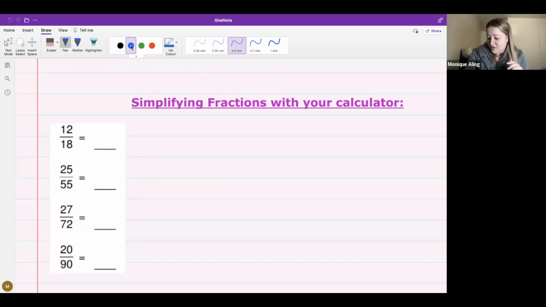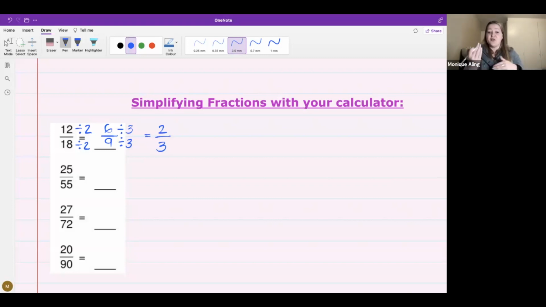I would say 2 definitely fits into both. So I would divide the top and bottom by 2. So that would give me 6/9. Okay, I can see that I can simplify that further now. 3 goes into both. So I'm going to divide the top and bottom by 3, which gives me 2/3. So it's quite a process because sometimes you can't just think of a number straight away.